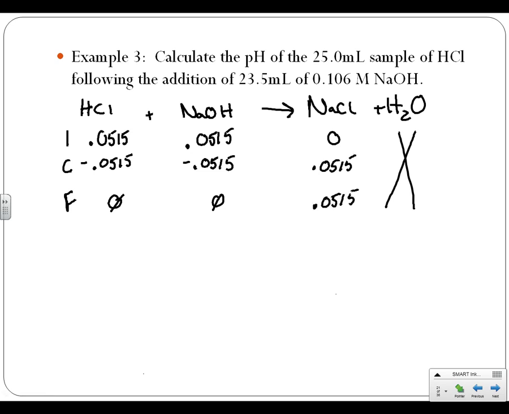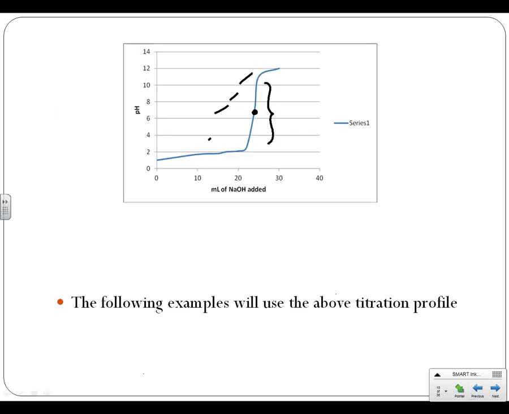So if all I have left is salt, what does that tell me? pH equals the negative log of 0. Really, you can just skip the math and go, my pH is neutral. This is my equivalence point. And if you bounce back to your graph, that should sort of make sense where that number might be.